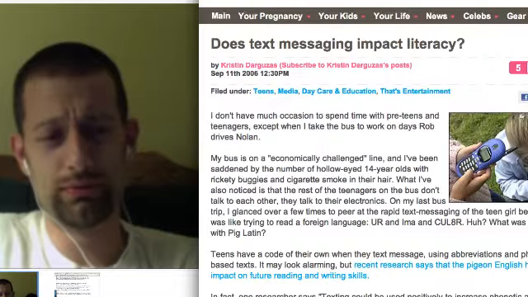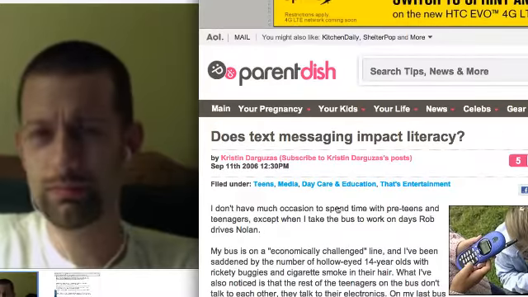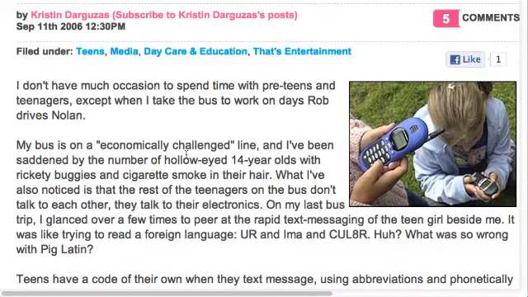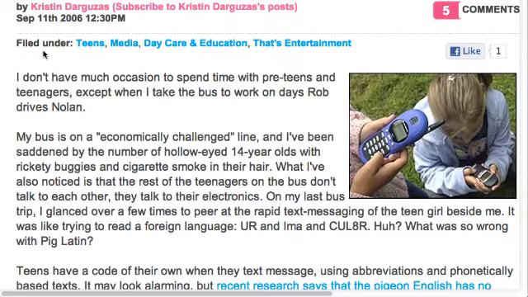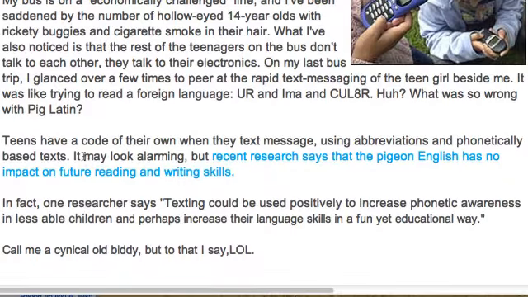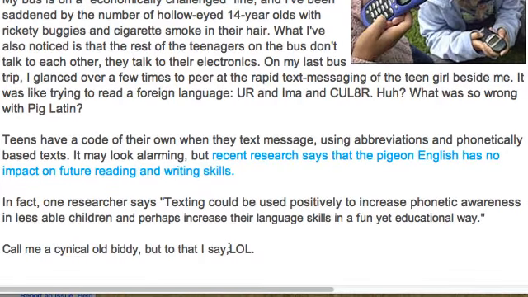Next one is from a website called parentdish.com. That doesn't sound too promising. No, it doesn't. So it's from 2006, and there is a link to author, although I'm seeing at the bottom it says that she's just a blogger. So it seems like she's a guest blogger on this website. Call me a cynical old biddy, but to that I say LOL. It sounds like, I hate to say an older person trying to sound funny, but it's biased if nothing else.